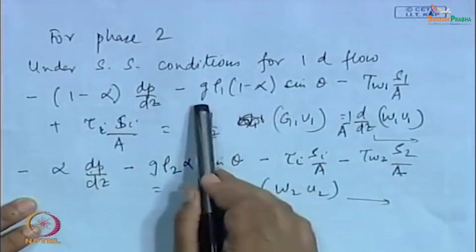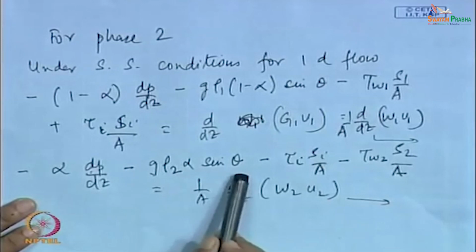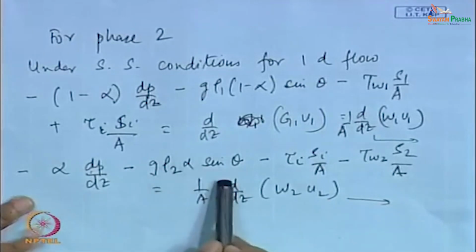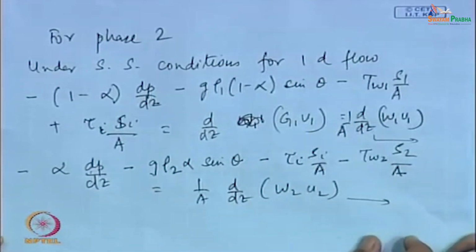Here what do you get? g rho 1 (1 minus alpha) sin theta, g rho 2 alpha sin theta. It is simply g rho TP sin theta. In this way, if you keep on adding each and every term, you finally get a mixture momentum equation which is of the same form that we had obtained for single phase flows and for the homogeneous flow model. It will be dp/dz equal to one particular frictional term plus one particular gravitational term plus one particular acceleration term.